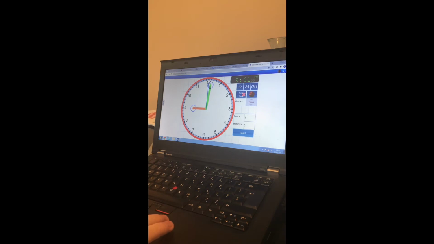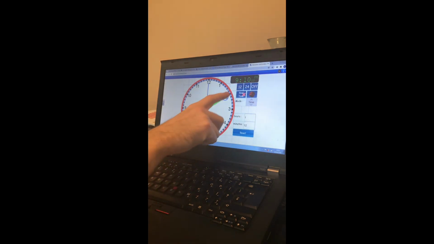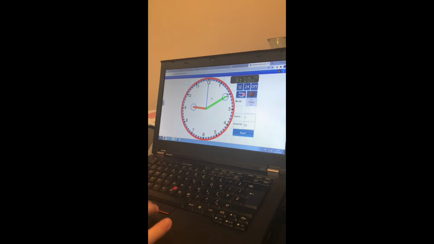And that's the same for wherever this minute hand is. If it's not at the 12, then you are either 10 minutes past 9, 20 minutes past 9, or if we go around here, for example, 30 minutes past 9, also known as half past.